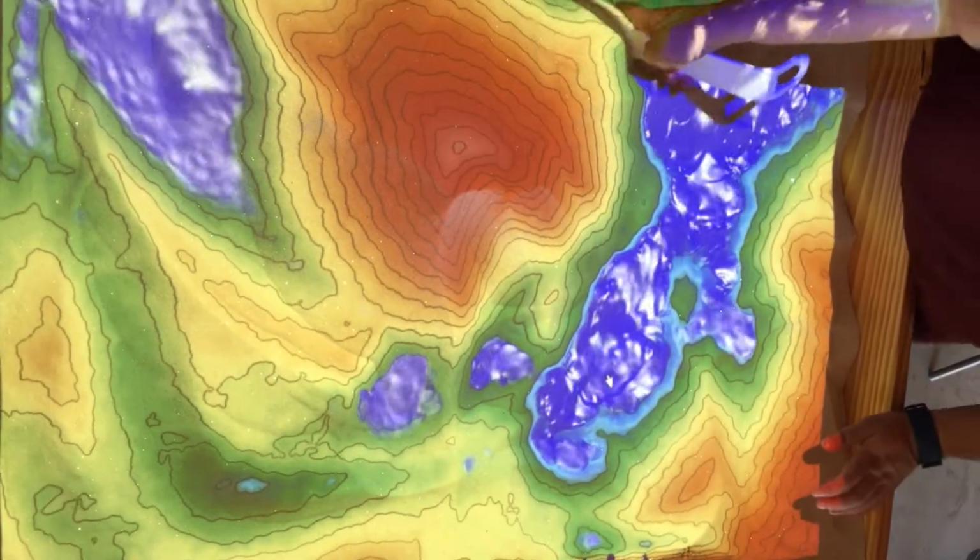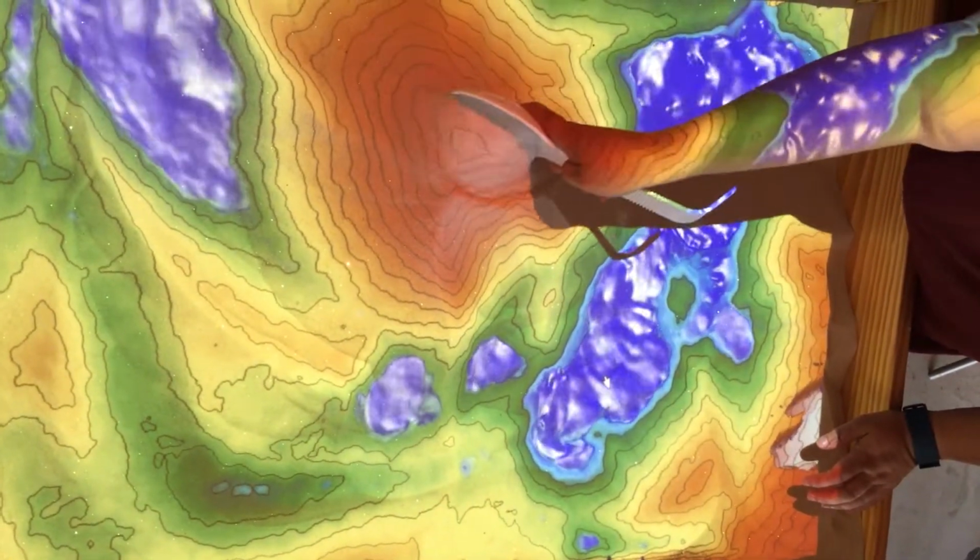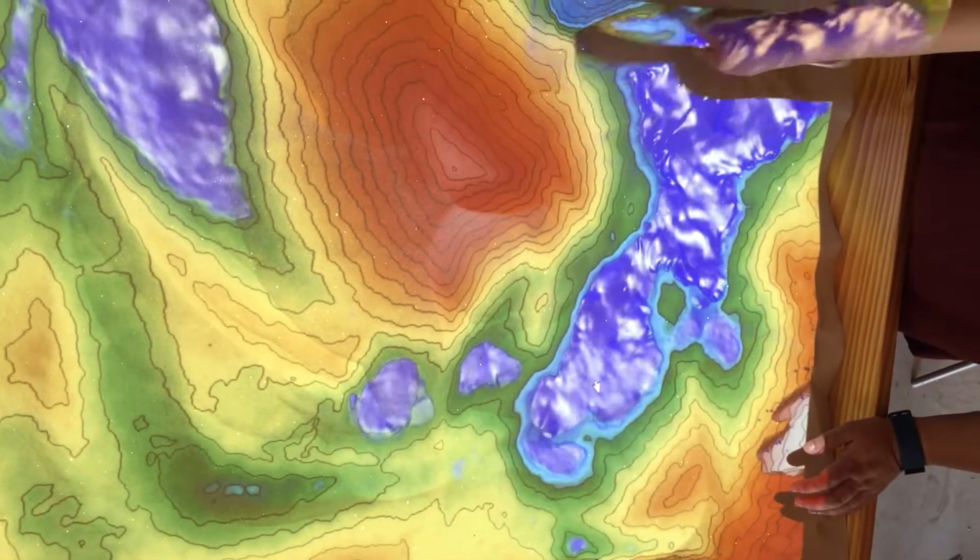And we almost have snow over here. You can see it's starting to get just a little bit white.